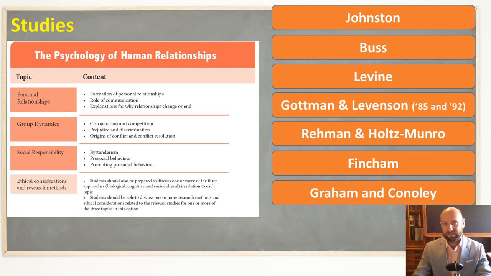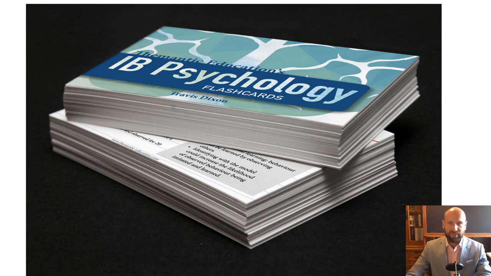Remember, critical thinking in psychology is "but." You can say evolution can explain the formation of personal relationships, but communication can influence relationships, but... All right, and so develop that. Okay, that's my little rant there.